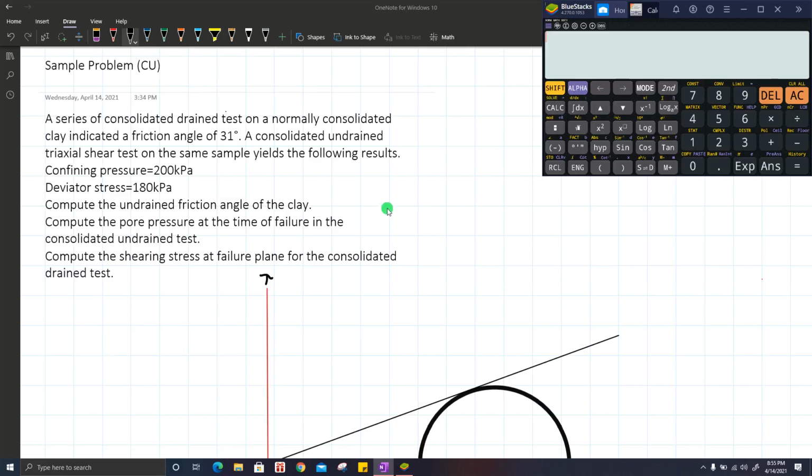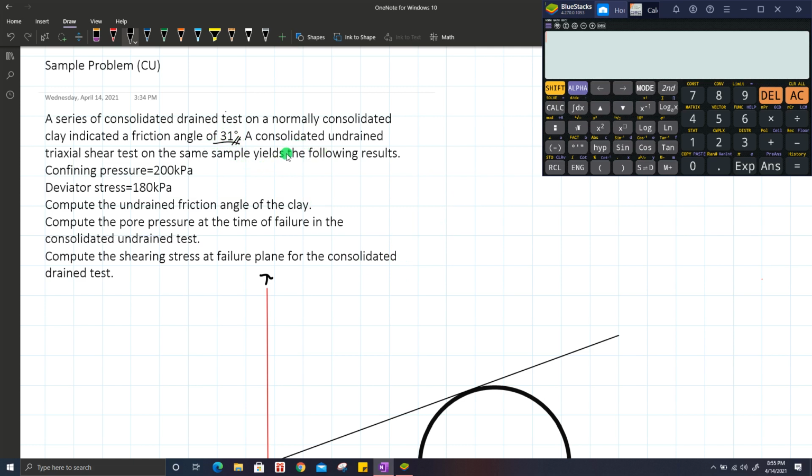So another example, we have here a consolidated undrained triaxial test. A series of consolidated drained tests on a normally consolidated clay indicated a friction angle of 31 degrees. So ibig sabihin, kinandak na drain test. Okay? So ibig sabihin ito yung kanyang angle of internal friction.